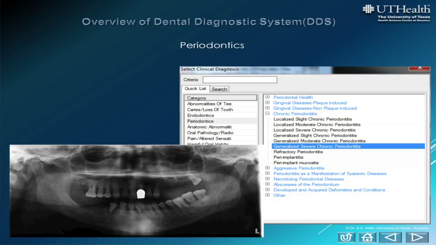Periodontics category consists of several subcategories such as periodontal health, gingival diseases, chronic periodontitis, aggressive periodontitis, periodontitis as a manifestation of systemic disease, necrotizing periodontitis, abscesses of periodontium, developed and acquired deformities and conditions, deposit on or staining of teeth, and others.